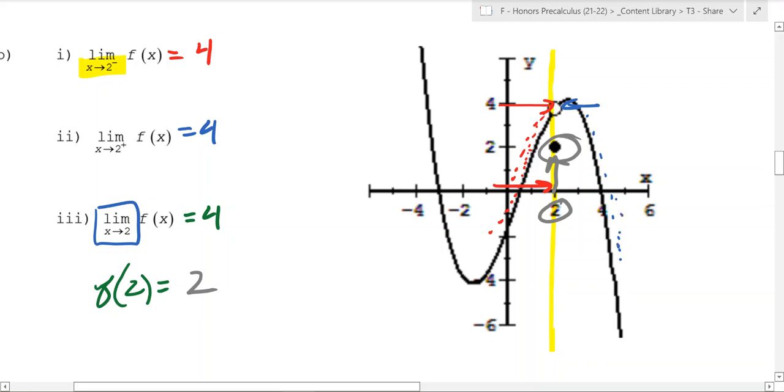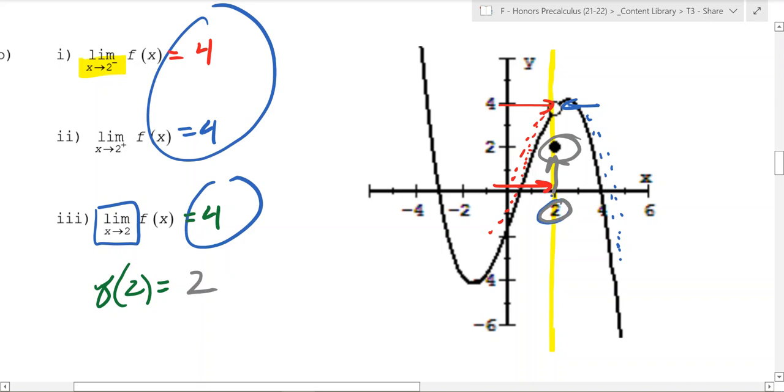From the right, what does it see? A bug walking? Oh, it's 4. That's why these are 4 and this is 4. But if you go to 2 and go up, it's at 2 here. That's why this is 2.